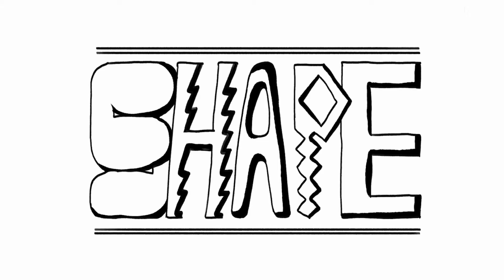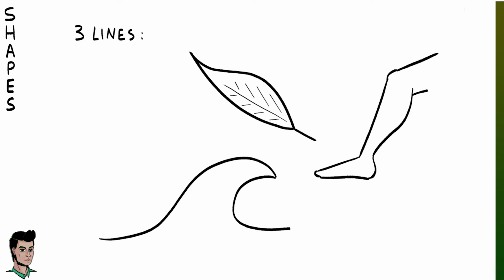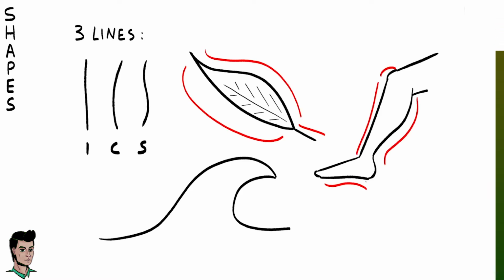Let's start with shapes. Every shape is made up by either real lines or implied lines that are of 3 variations: a straight line, a C-curve and an S-curve. Here are the 3 on a simple leaf.